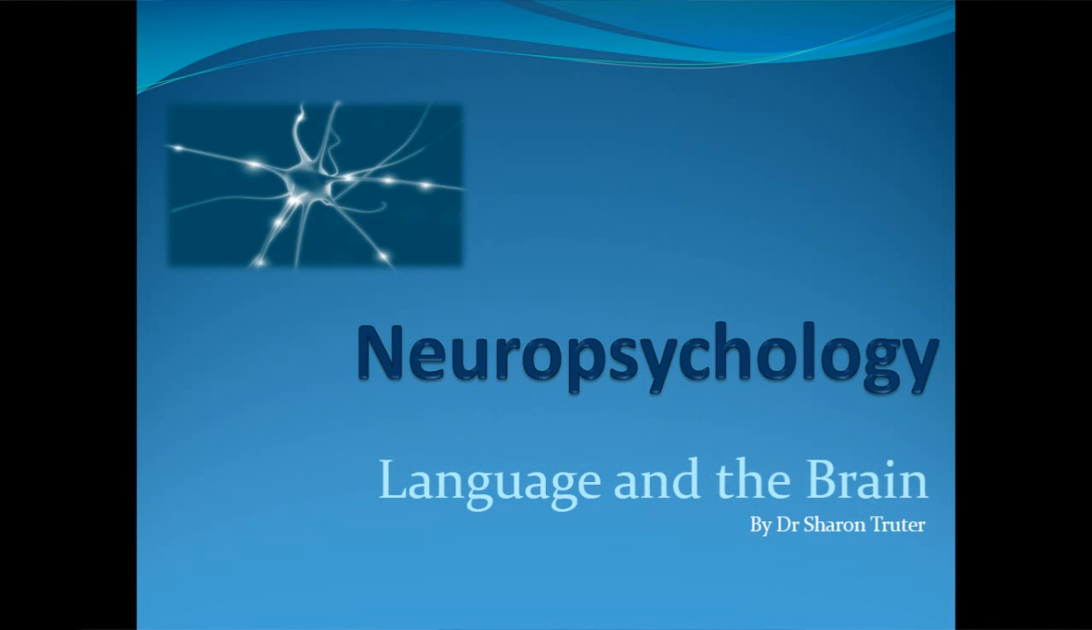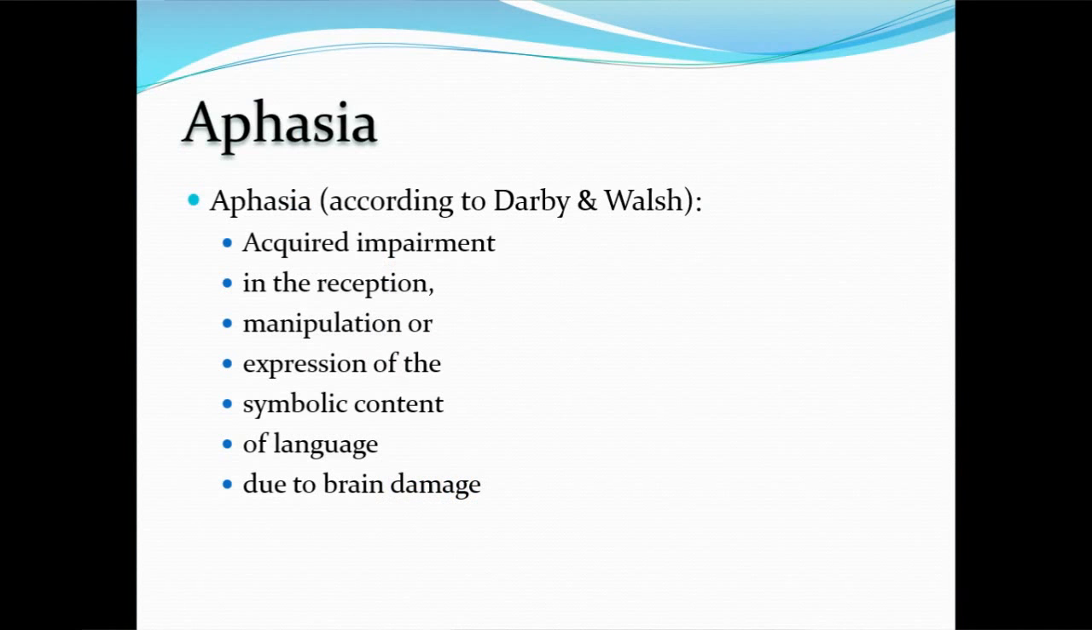So let's start by talking about language and the brain. One of the main things when we think about language is aphasia. But we're also going to be talking about dysarthria and the difference between the two. Now, aphasia, in the definition according to Darby and Walsh, is an acquired impairment in the reception, manipulation, or expression of the symbolic content of language due to brain damage.